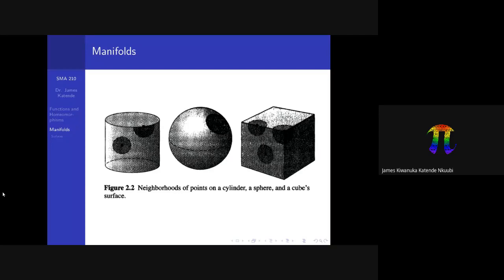Okay. So it is open. The cylinder is open. And for our case, anytime we talk of a cylinder, it will be open.